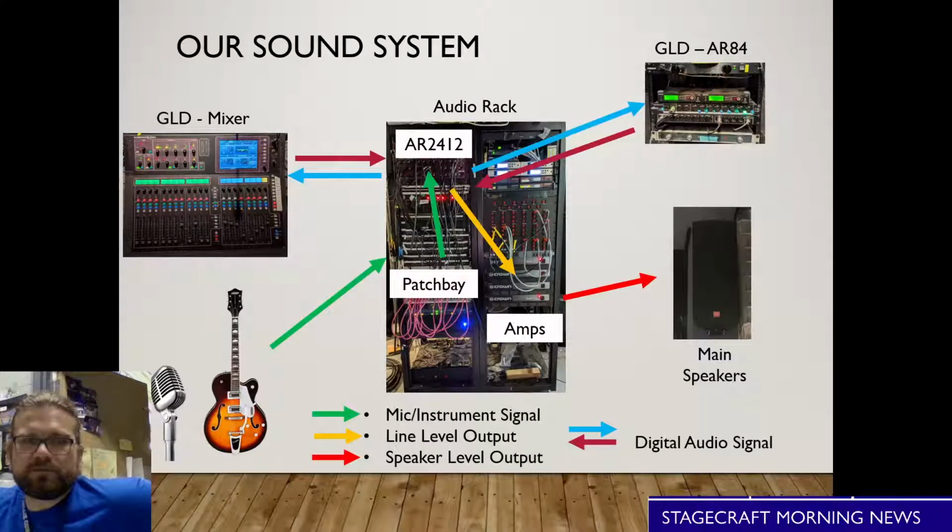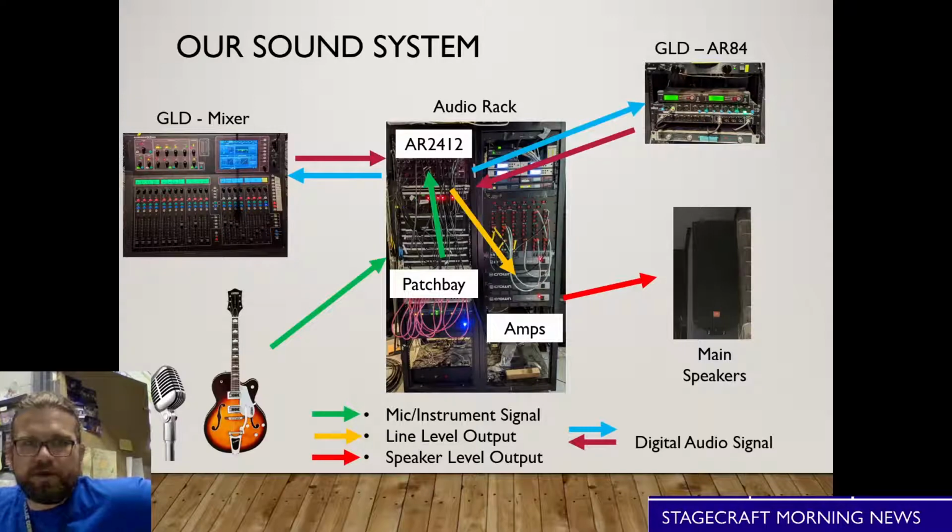Our sound system's made up of several components. Our mixer is an Allen and Heath GLD 80, and that connects to the audio rack there in the middle where it says AIR2412. That is a stage box, and it connects with an Ethernet cable so that we don't have to have the mixer have all the inputs and outputs in it. That AIR2412 just means that it has 24 inputs, 12 outputs.